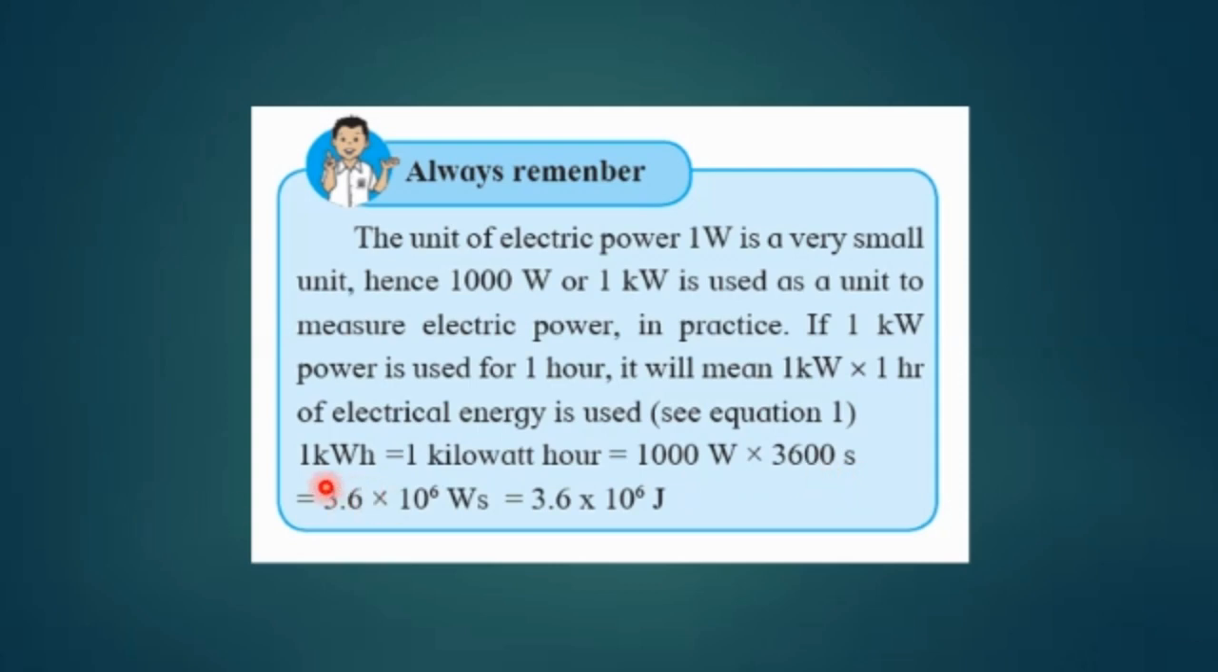So that is why 1 kilowatt hour is 3.6 multiplied by 10 raised to 6 watt second, or you may call it 3.6 into 10 raised to 6 joules. Understood, everyone? So this is the derivation of it. Always remember 1 kilowatt is equal to 1000 watt, and 1 kilowatt hour is 3.6 into 10 raised to 6 watt second, or 3.6 into 10 raised to 6 joules. Understood?